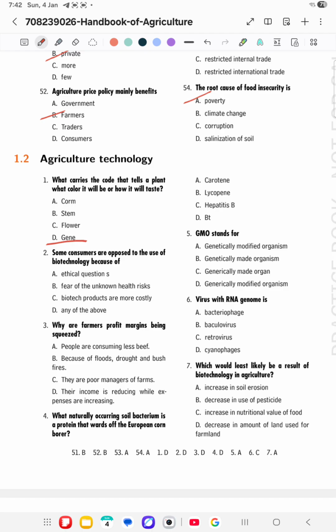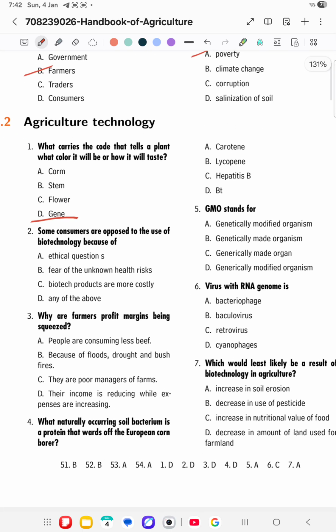Some consumers are opposed to the use of biotechnology because of ethical questions, fear of unknown health risks, biotech products being more costly, or any of the above. Actually, the ethical question is also there, fear of unknown health risk is also there, and genetically modified organisms and biotech products are more costly, obviously. I think yes.